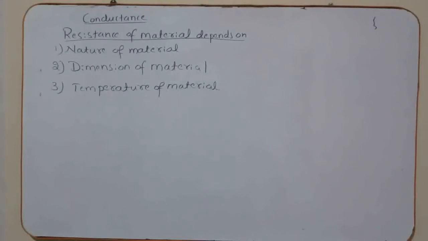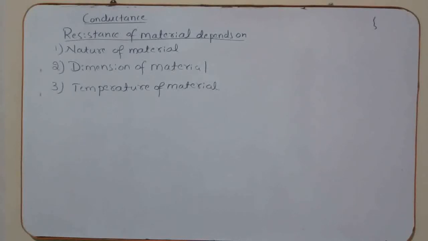Now in this video clip I discuss the resistance of the material. Already you know resistance. What is resistance? The opposition offered by the material to the flow of electric current is called electrical resistance. Here, when you simply say resistance, that is actually electrical resistance.